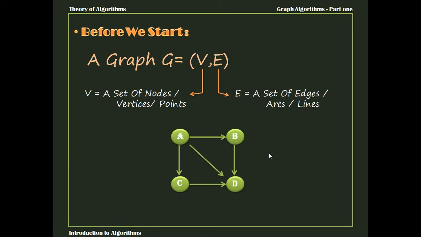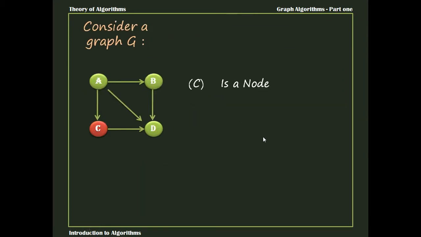Now, before we start explaining graph concepts, we must be familiar with graphs themselves. So, consider a graph G. Any graph consists of a set of vertices, which can be referred to as nodes or points. Also, it contains a set of edges called arcs or lines. In this graph, C is considered a node. BD is an example of an edge.